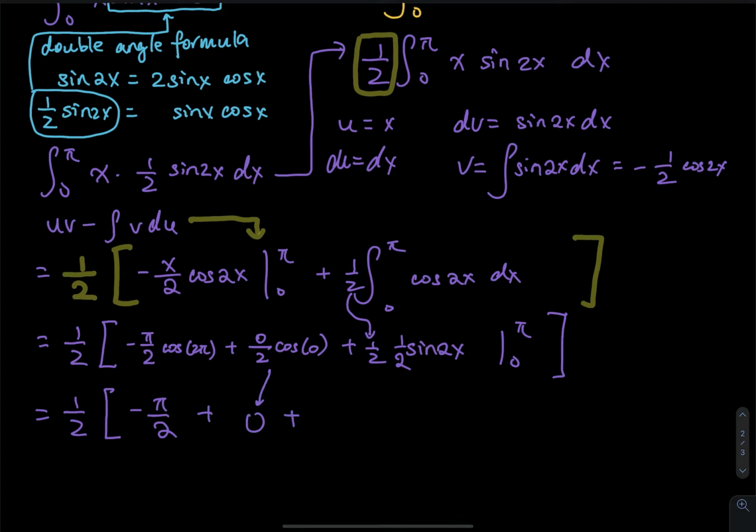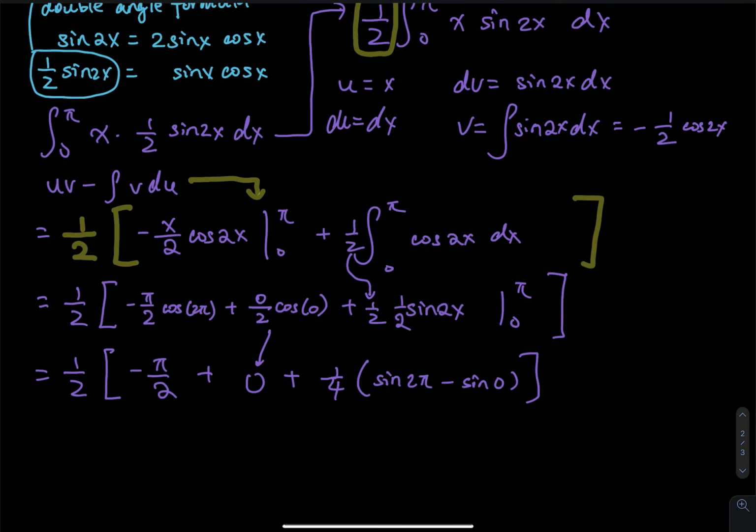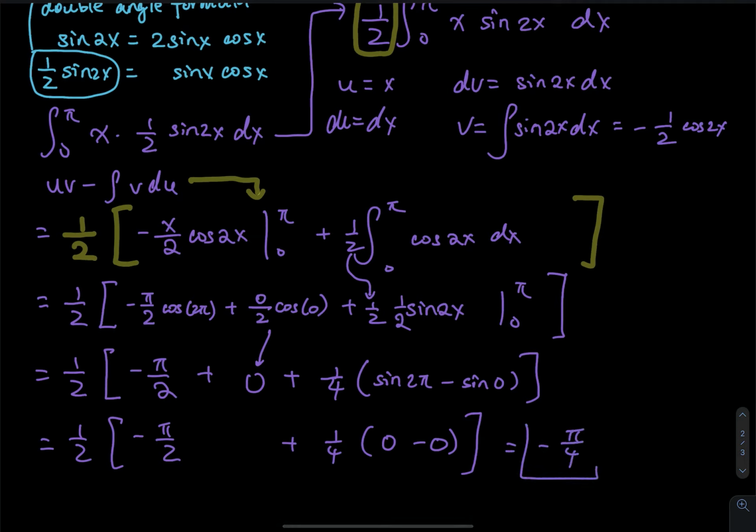Then we have to add a 1/4, and then sine of pi minus sine of 0. So we have 1/2 negative pi over 2, and then plus 1/4. Cosine of 2 pi is 0 here, and sine of 0 is 0, so basically the whole thing is gone. We only have 1/2 times negative pi over 2, which equals negative pi over 4. So that is the answer to the first integral.